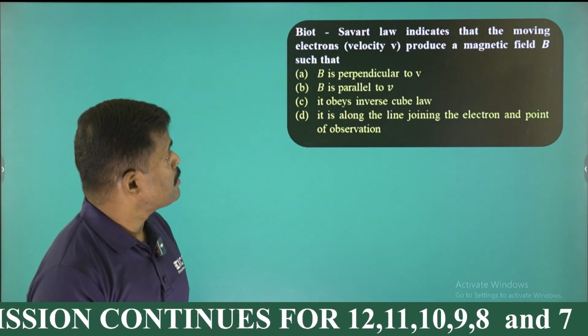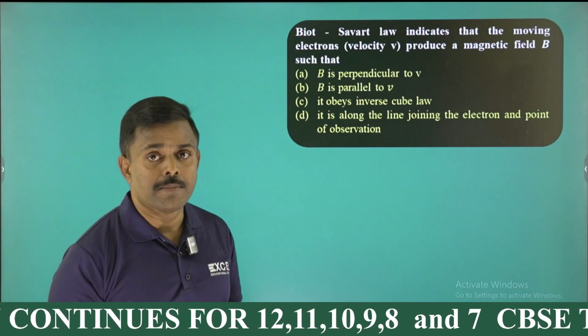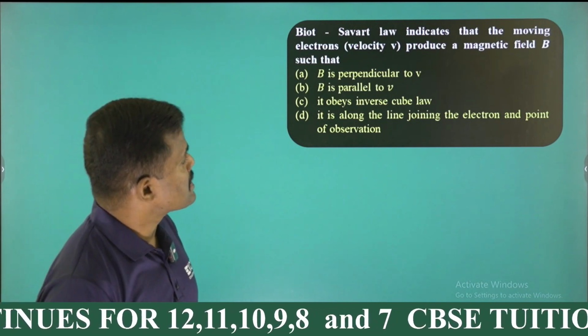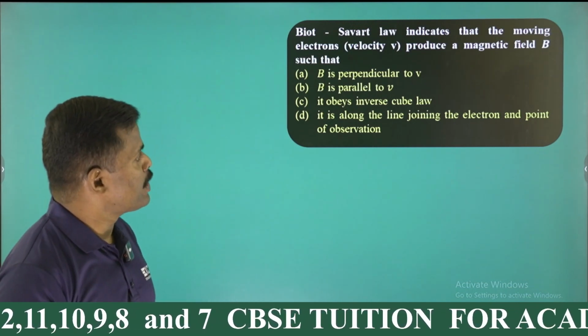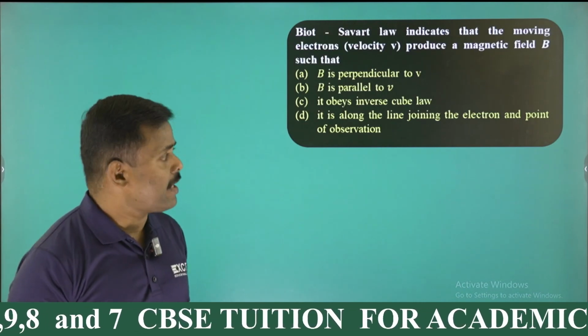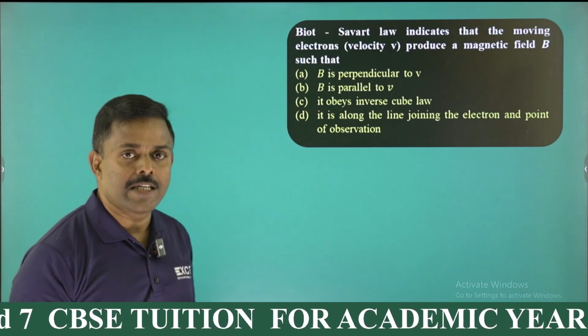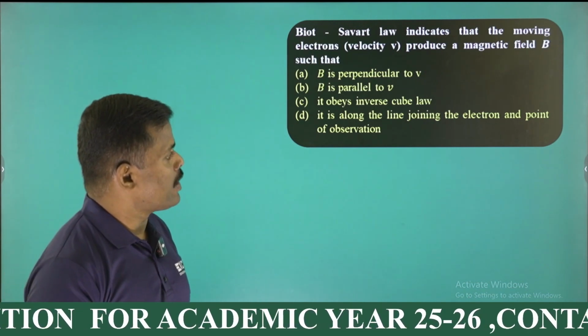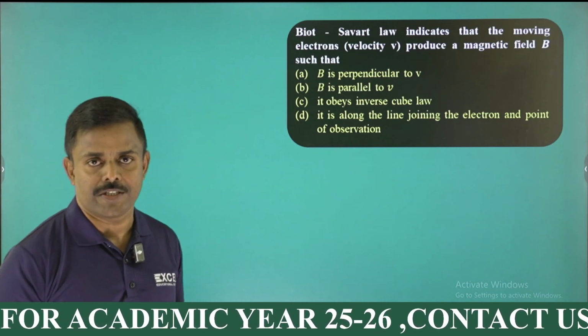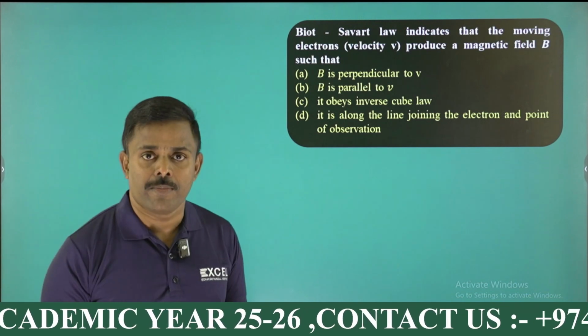See the next question. Biot-Savart law indicates that the moving electrons with velocity v produce a magnetic field such that B is perpendicular to V, B is parallel to V, it obeys inverse cube law, it is along the line joining the electron and the point of observation. So what is Biot-Savart law about?